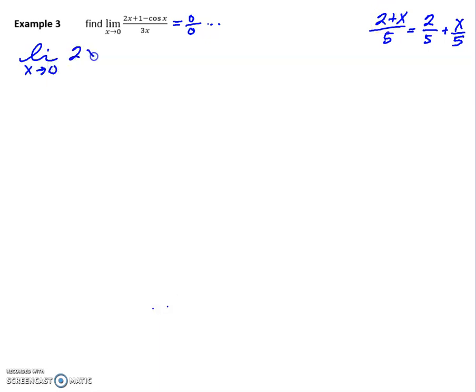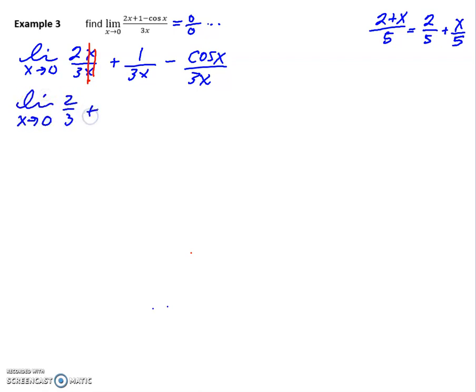So I'm going to split this into 2x over 3x, 1 over 3x, and minus cos x over 3x. And then I'm going to attack each of them separately. So I can reduce if I want to, so I'm going to reduce that. And then I'm going to do the limit of just 2/3 plus, and then actually I'm going to choose to put these back together. You're going to see why in 1 second.